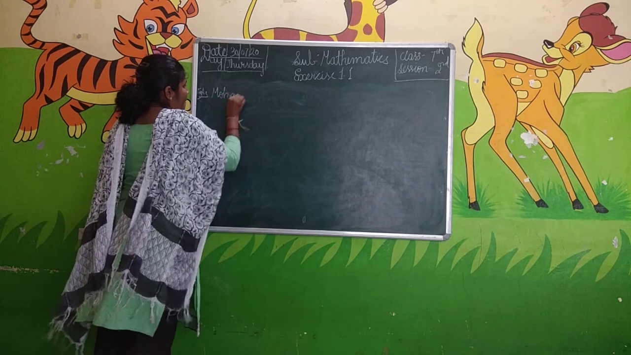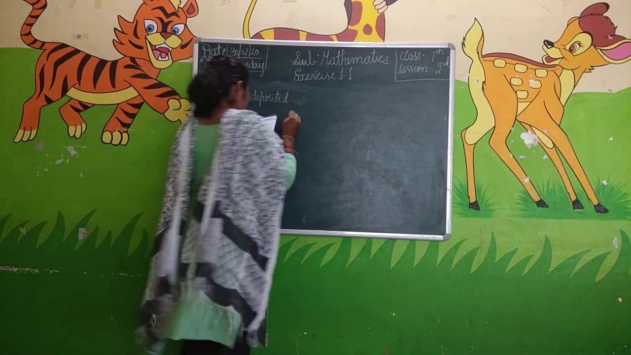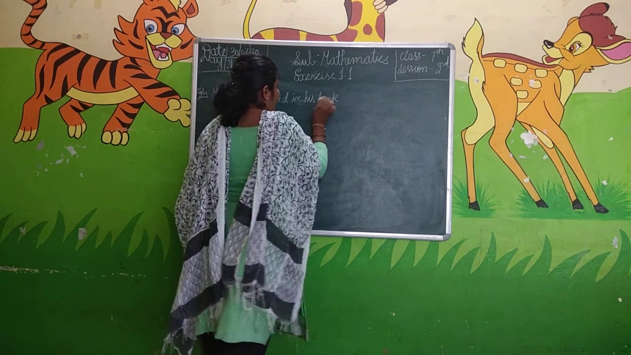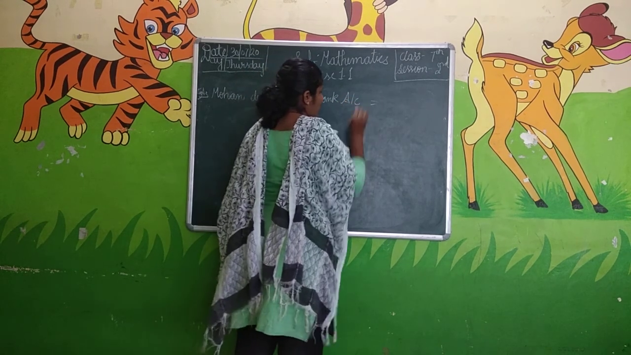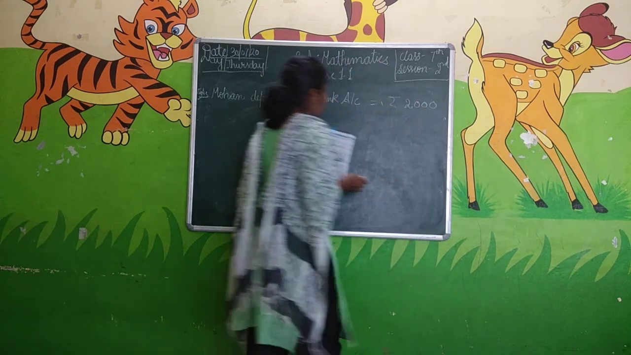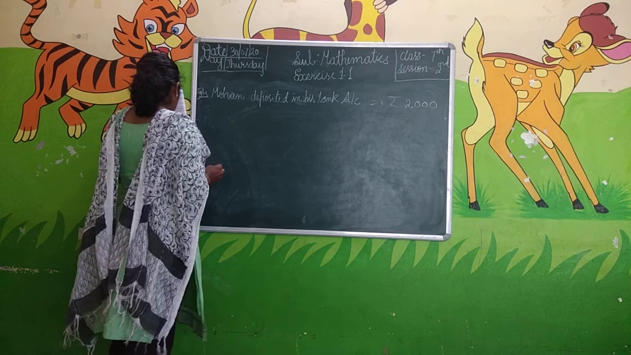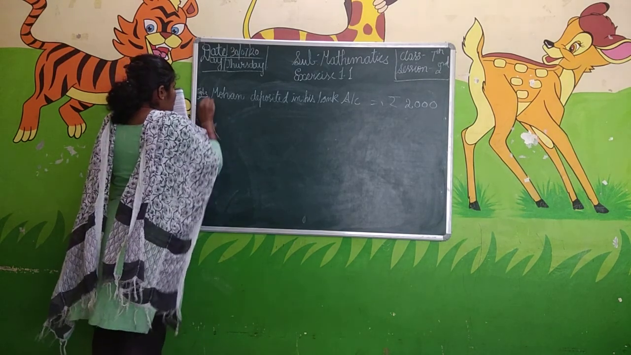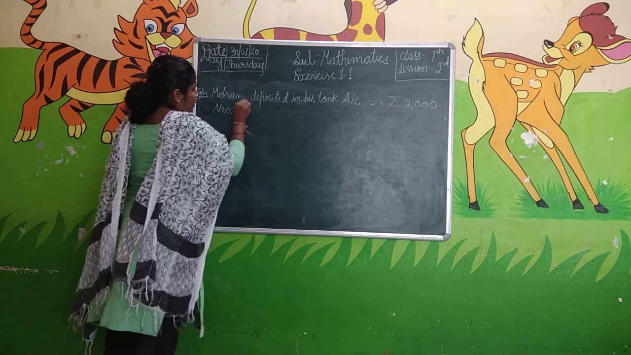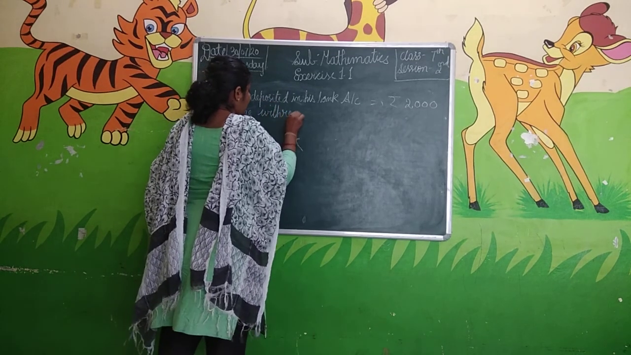Mohan deposited 2000. For a deposit we always think of it as addition, because it is adding the amount to our account. And next is the withdrawal. The next day, he withdrew.